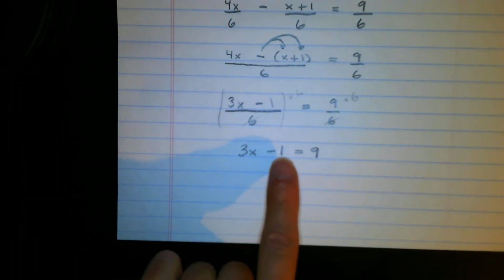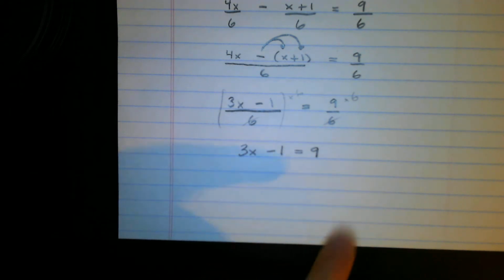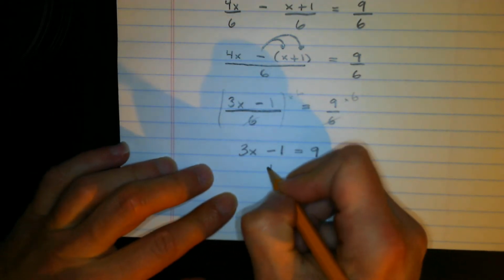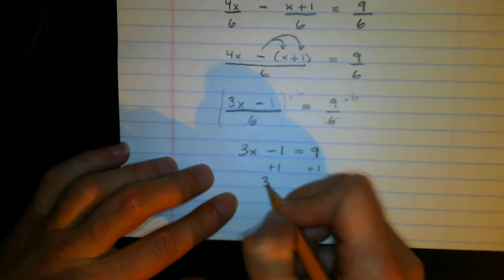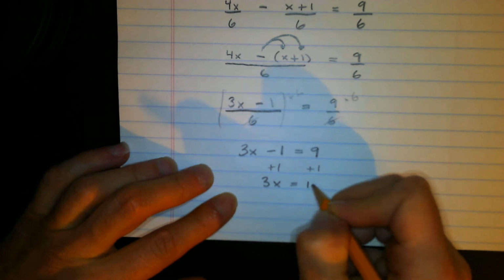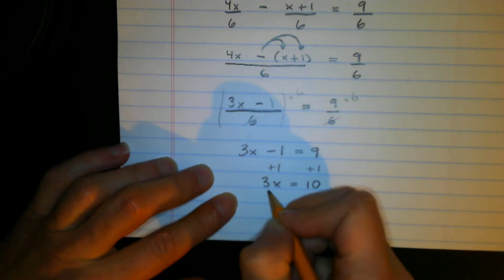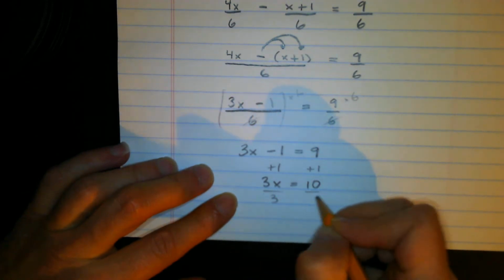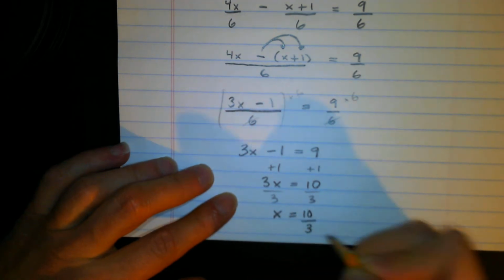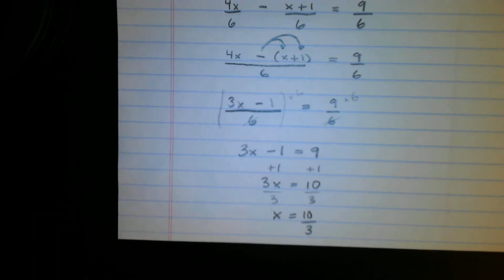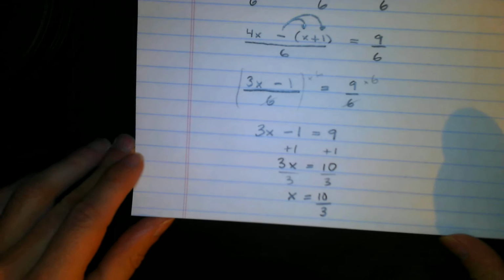And now to solve this, you just add 1 to that side. We're just trying to isolate x here. And then divide by 3. And that's our solution. x equals 10 over 3. Just as a quick reminder, this is a conditional solution. We're getting exactly one solution, so we're going to call it a conditional solution. Okay, good.